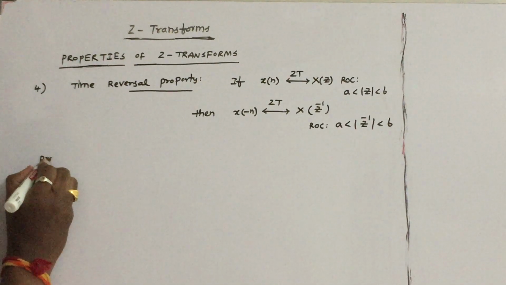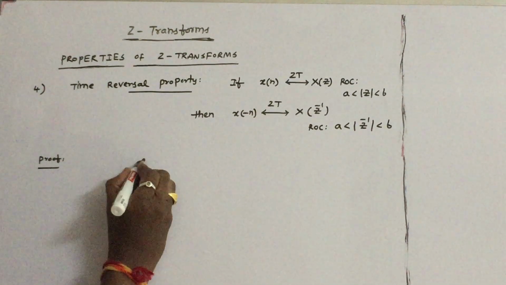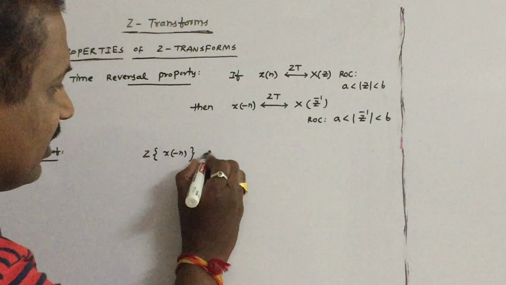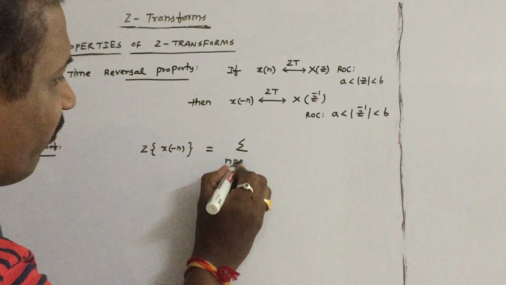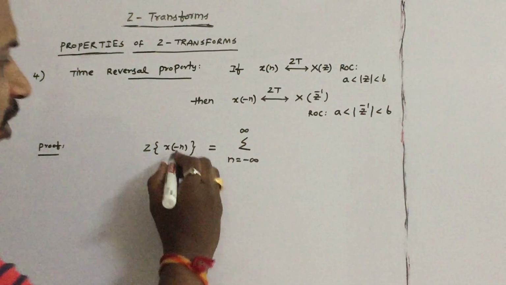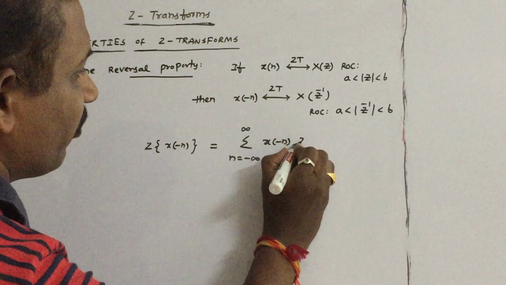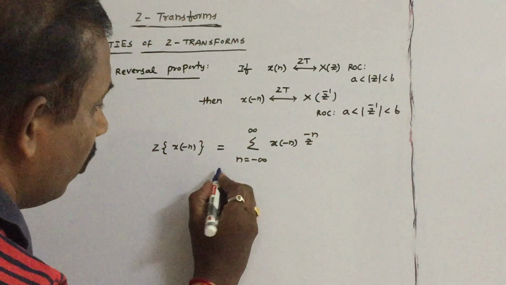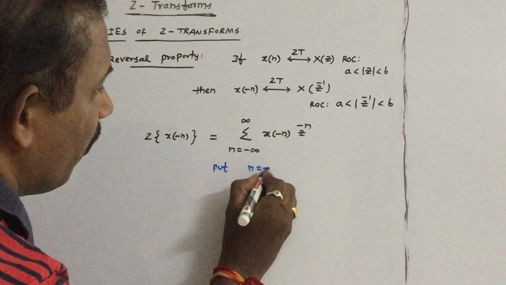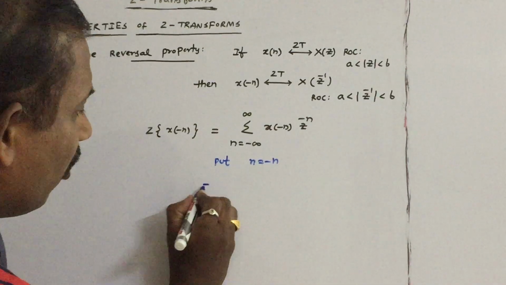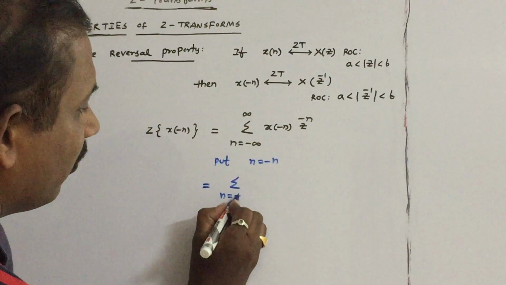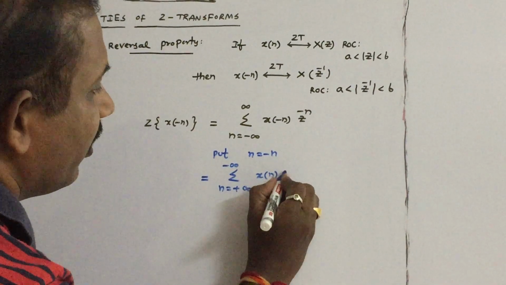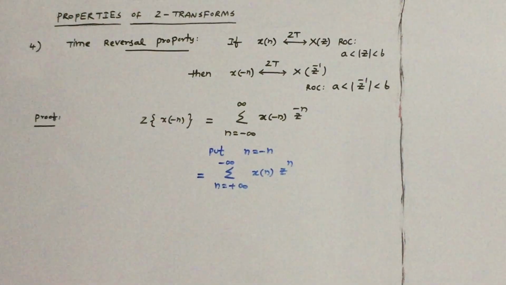Let us prove this very simple property. So what we want to find out? We want to find out Z transform of the time reversal sequence x of minus n. Just let us substitute this in two-sided Z transform definition. Summation n is equal to minus infinity to infinity x of minus n into z power minus n. In this substitute, put n is equal to minus n. So then the lower limit will become plus infinity, the upper limit will become minus infinity, x of n into z power n.